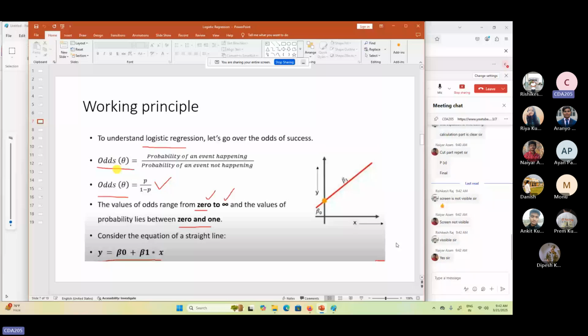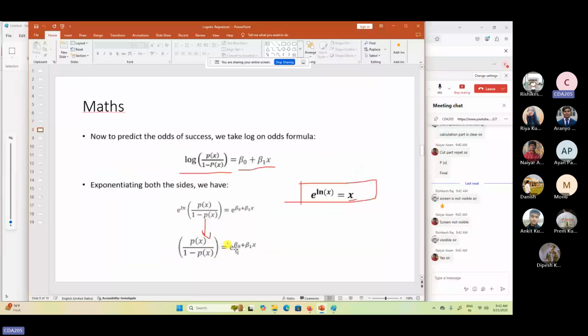तो यहाँ पे हमने क्या किया, ऑड ऑफ सक्सेस लेके और इक्वेशन पे स्ट्रेट लाइन लेके दोनों को लॉग लगाया, और क्या किया यहाँ पे log px बाई 1 माइनस पी एक्स इक्वल टू बीटा नॉट प्लस बीटा 1 into x. Then we applied the exponential on both sides, that is e to the power ln of px by 1 minus px is equal to e to the power beta naught plus beta 1 x. Then we know that e to the power ln x is equal to x, so the ln part will be removed. So px by 1 minus px is equal to e to the power beta naught plus beta 1 x.